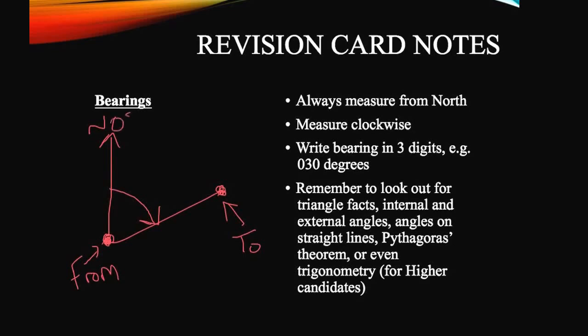So this is 0 degrees up here. You're going to work out the angle, and you're going to write it down as 3 digits. So let's say this was 55 degrees. The bearing would be 055 degrees. Okay, so if it says measure, we're going to be using our ruler and our protractor. If it says calculate, then you're going to be looking for different triangle facts, internal or external angles, angles on straight lines, Pythagoras, or even trigonometry if you're a higher candidate.